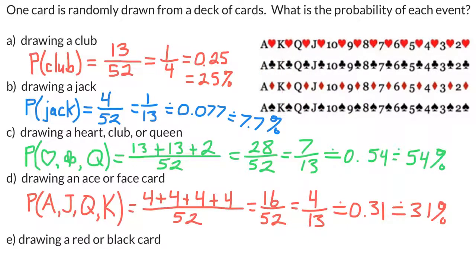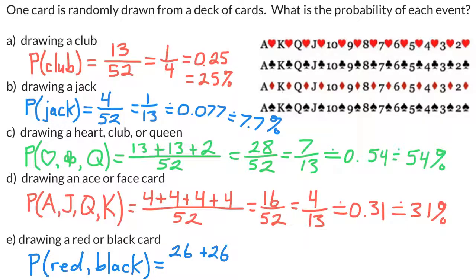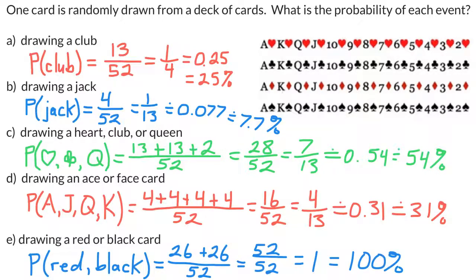The last question is asking about drawing a red or a black card. So if you look at the deck of cards, the red cards are the hearts and the diamonds. So there's 26 red cards. The black cards are the clubs or the spades, so there's 26 black cards. And there are 52 possible outcomes in our sample set. And if you're keen, you'll notice that's all of the cards in the deck. So there's a 100% probability of drawing either a red or a black card.